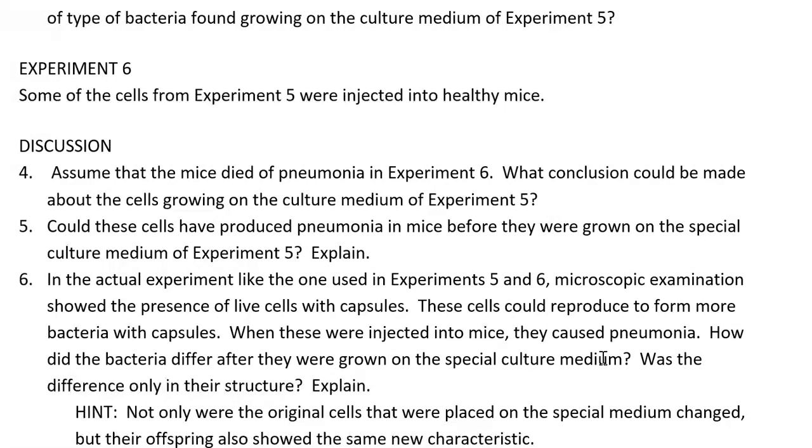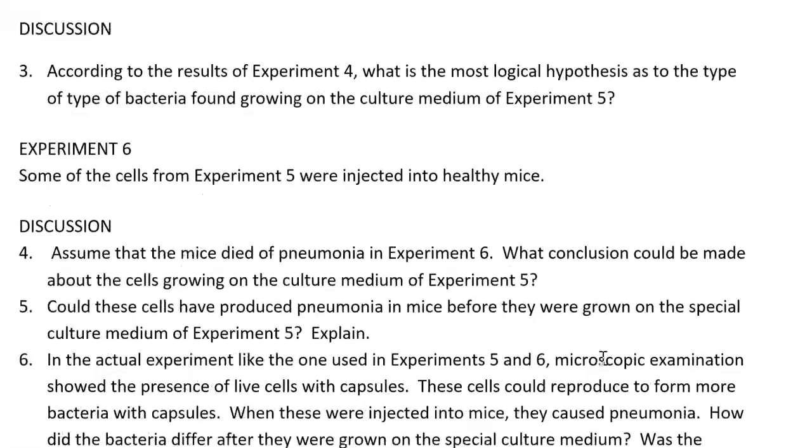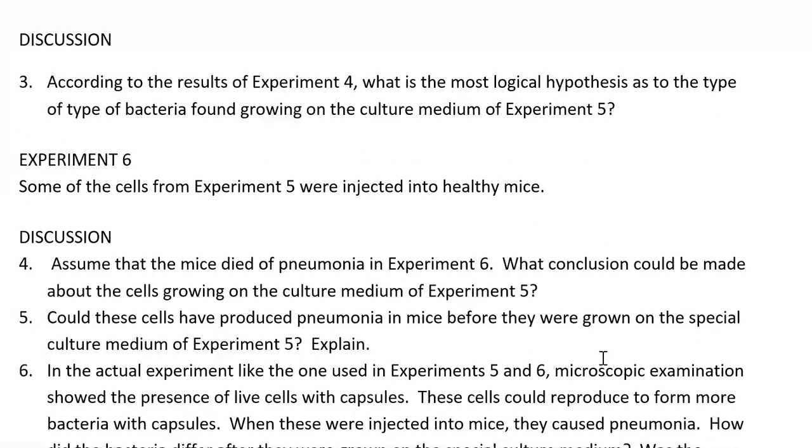Oh, I skipped one. Number 4. Assume that the mice died of pneumonia in experiment 6. What conclusion... Oh yeah, it's up here. It says in experiment 6 that some of the cells from experiment 5 were injected into healthy mice. So what do we think happened to the mice? What conclusion can be made about the cells?